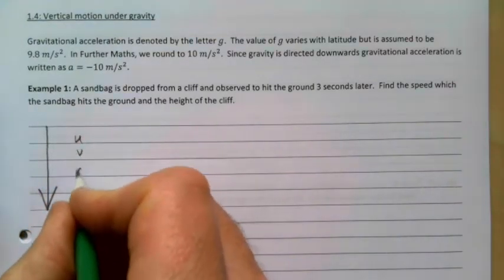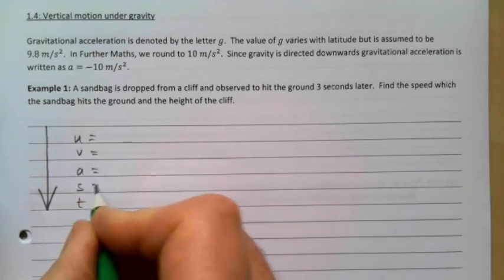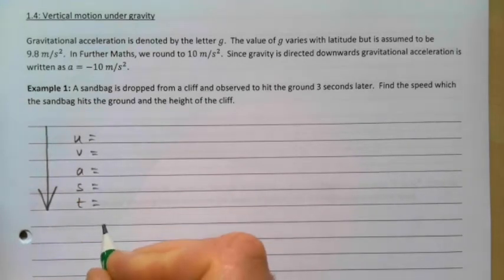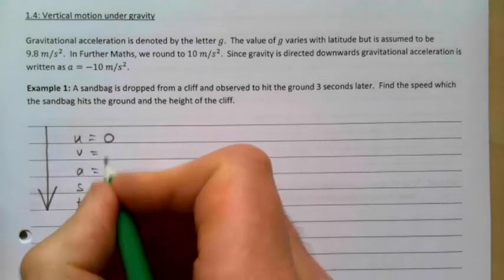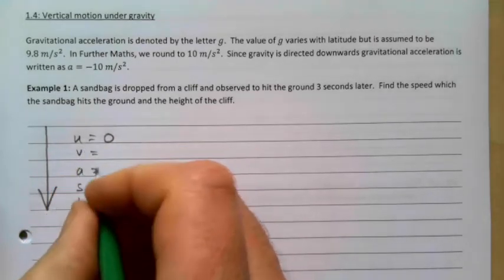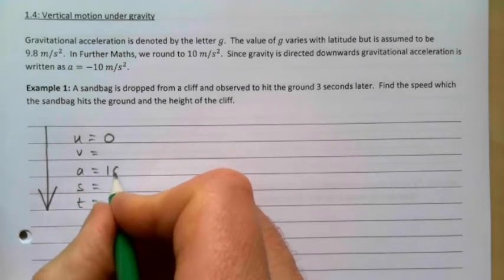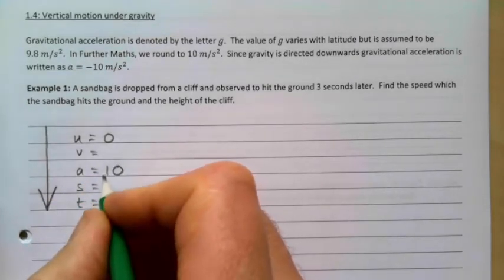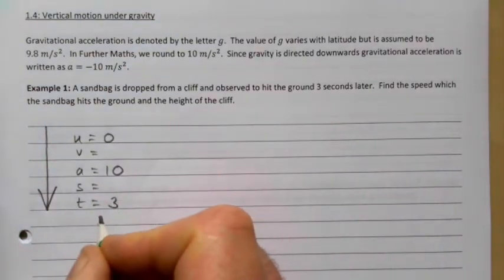u, v, a, s and t. And remember, we're picking downwards to be positive. It is dropped from the cliff. That means u is 0. v is one of the things we've been asked to work out. Acceleration, then, we know is going to be 10. s we're trying to work out, and we know time then is 3.